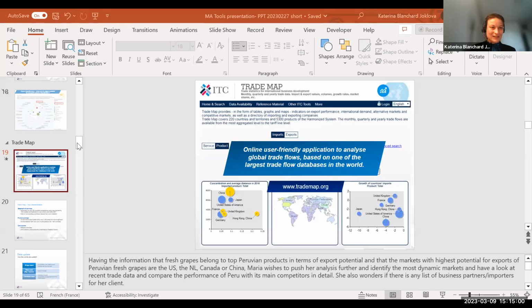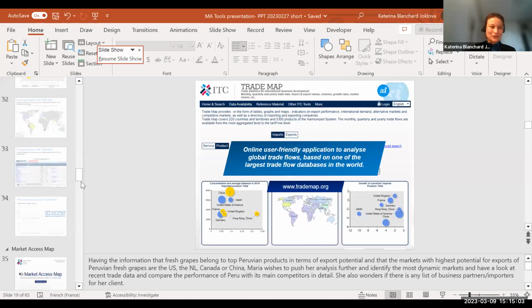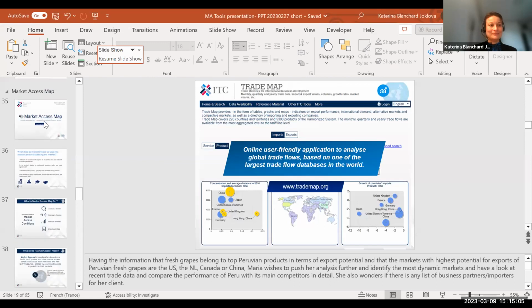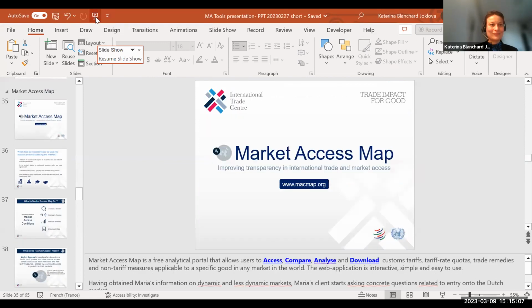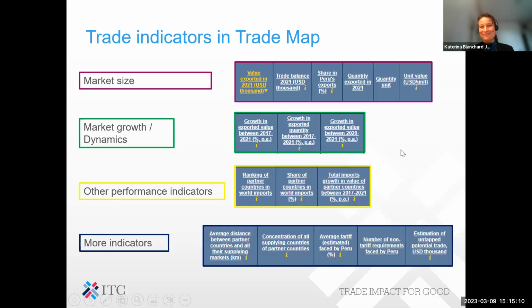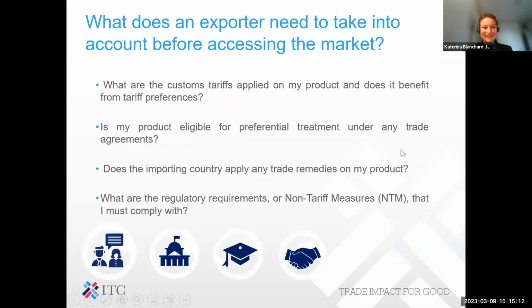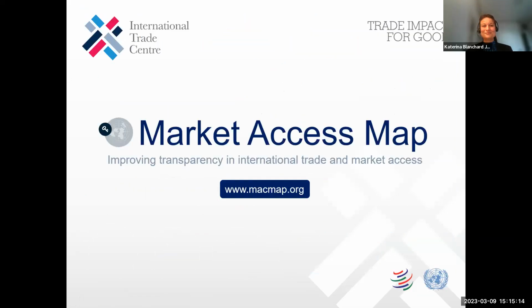I'm just admitting one more participant here. I will share my screen again. And we will focus on the third tool, which is the market access map. Let's do this. Just doing some adjustments on my side for better legibility.